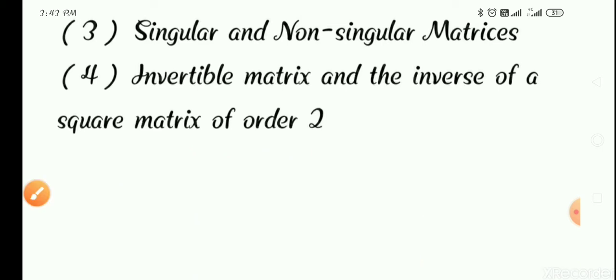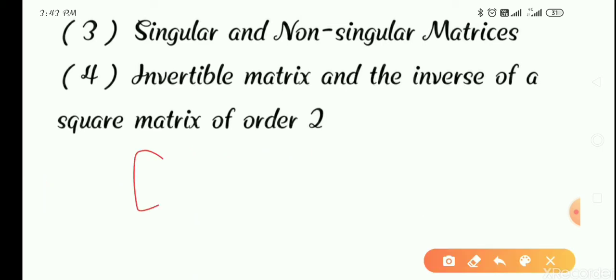So you see here, suppose A is the matrix 2, 3, 4, 5. This is A. So how can you find its inverse? First of all, you will have to check whether this matrix has an inverse or not, because students, all square matrices do not have inverses.